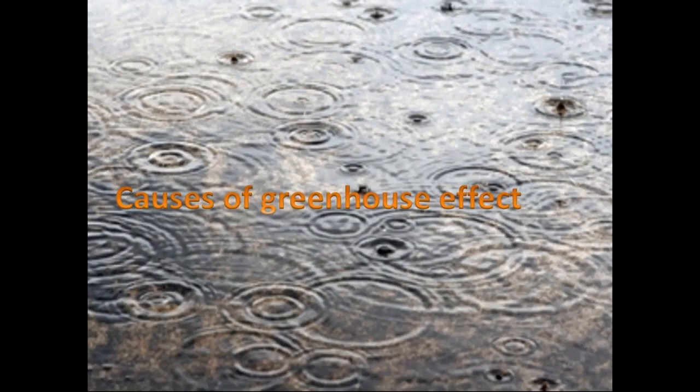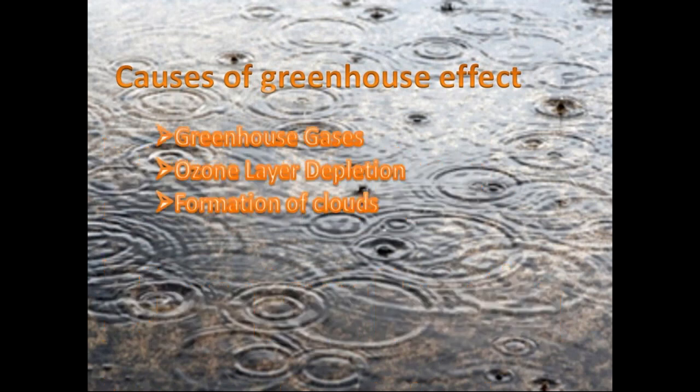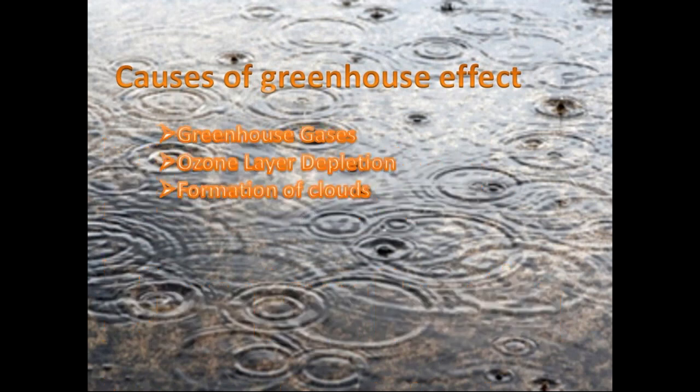Causes of greenhouse effect include: one, greenhouse gases; number two, the ozone layer depletion; and of course, number three, formation of clouds. These are the causes of greenhouse effect. Okay, and we're going to be looking at them one after the other. So let's pick the first one, the greenhouse gases.